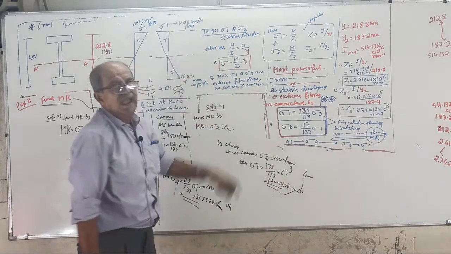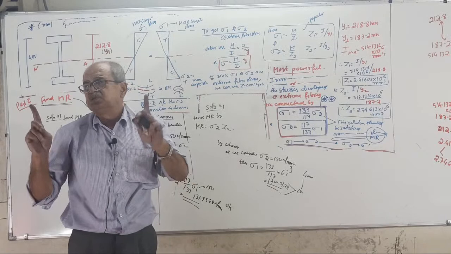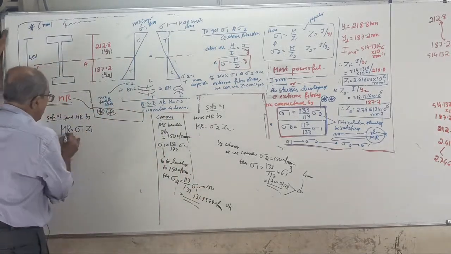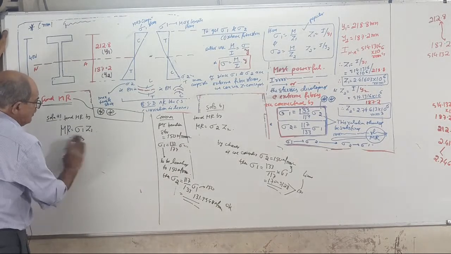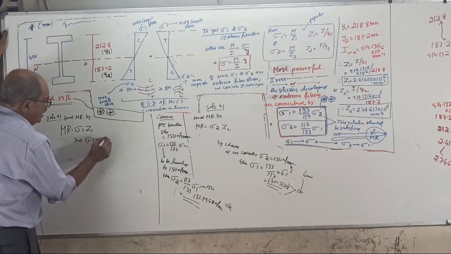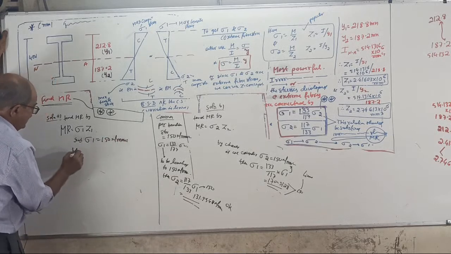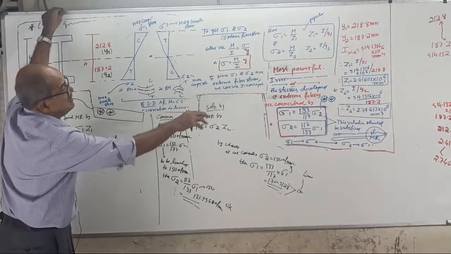They told that neither in the top fiber nor in the bottom fiber should the stress exceed 150. Therefore, to find MR equal to sigma 1 Z1, substitute sigma 1 equal to 150 Newton per mm square. Then MR equals 150 into Z1. Hey, Z1, come here.